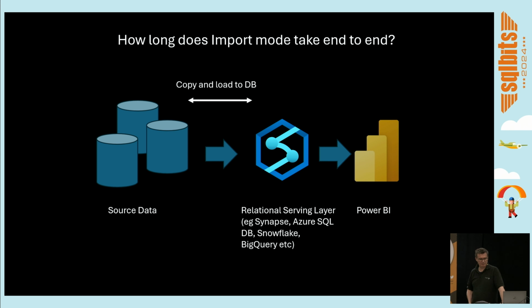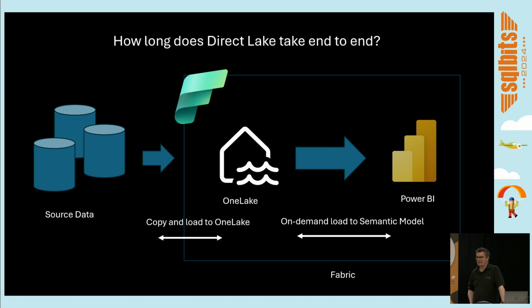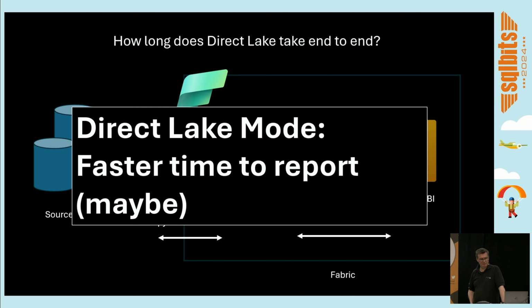Because in Direct Lake mode, you're still copying your data. You're copying it into OneLake. That doesn't go away. Turns out that that can be done quite efficiently. And then you just get that on-demand load into your Direct Lake semantic model, which you don't need to wait for except at query time, which should only take, hopefully, a couple of seconds. So you've effectively taken out that import mode refresh step. So overall, you're going to get the data to your end users faster.